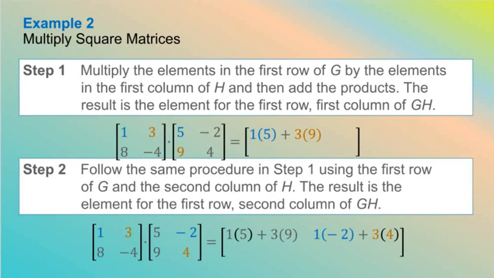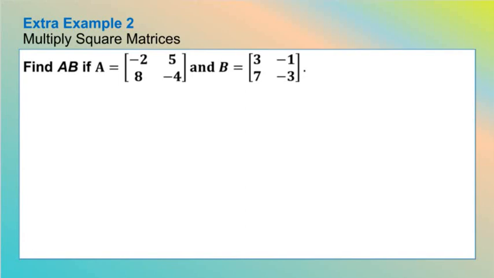So again, you'll notice here the steps, if you need to see them again. Row 1, column 1, so 1 times 5 plus 3 times 9, and so forth. Second example, find A times B. Again, this is a 2 by 2 and this is a 2 by 2, so my answer is a 2 by 2.